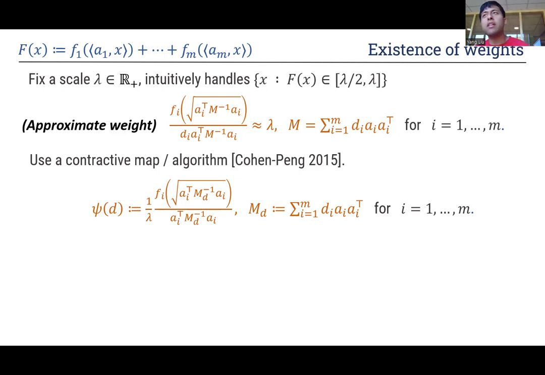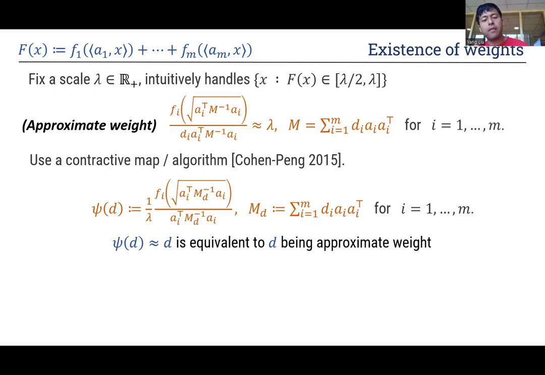So if you were to apply the map psi over and over and over, then you're going to eventually converge to an approximate weight in our setting. Once again, just to explain, psi is exactly defined so that psi(D) approximately D is equivalent to D being an approximate weight. So we just need to argue that psi is a contractive map, and we do that. And because it's contractive, we are ultimately able to prove that if you just start at any point and keep applying psi over and over and over, eventually you converge to the optimal approximate weight.